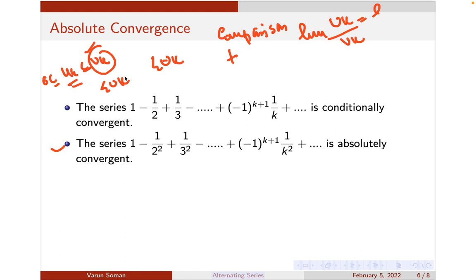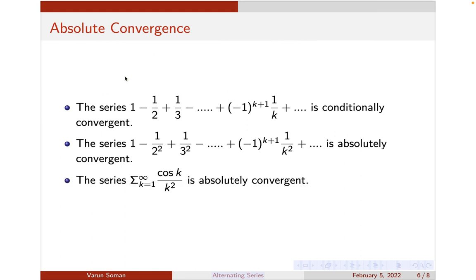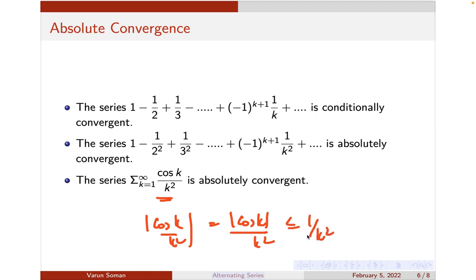So if you look at this series, sigma cos k by k square, if you look at the positive terms here, if I take the modulus of cos k by k square, your k square is always positive. You always know that mod of cos k is always less than or equal to 1. So modulus of cos k by k square is always less than or equal to 1 by k square, because the maximum value of cos k is 1.